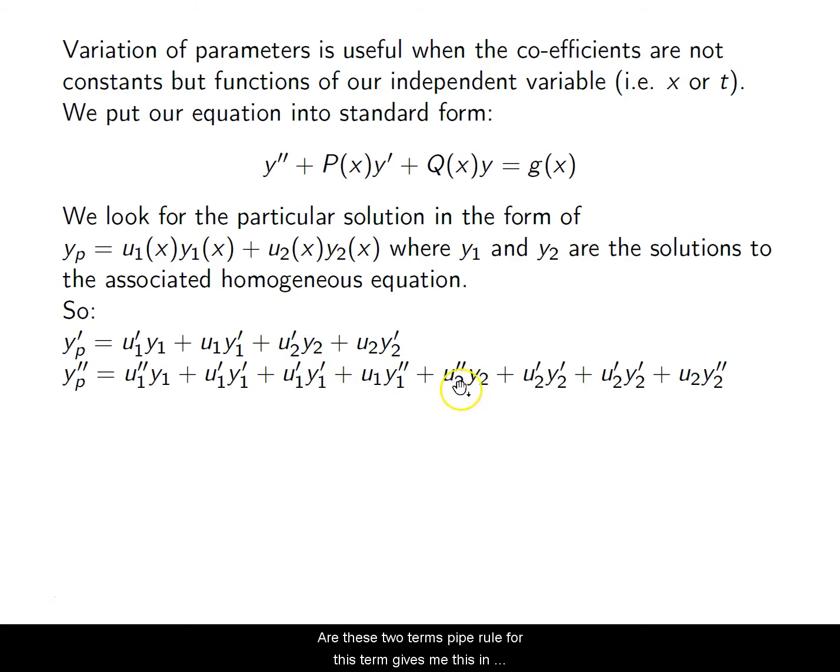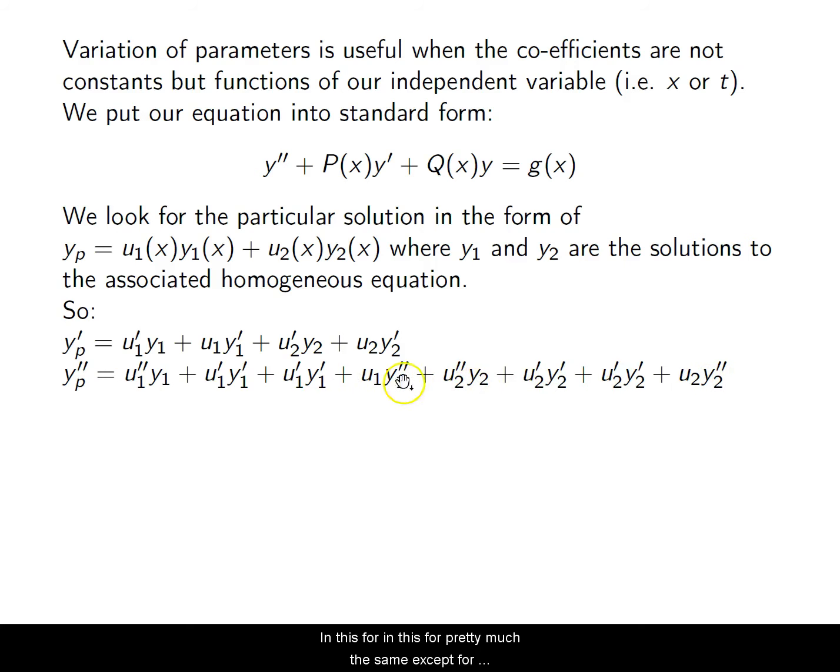Product rule for this term gives me this, and the product rule here gives me this. So I have my y prime for the particular solution and the second derivative of my particular form, and I'm going to plug these back in. Obviously this is a very long equation. If you notice, I have two terms in the middle here that are the same. These two edges are not the same: this u2 is the second derivative, and here y2 is the double derivative.